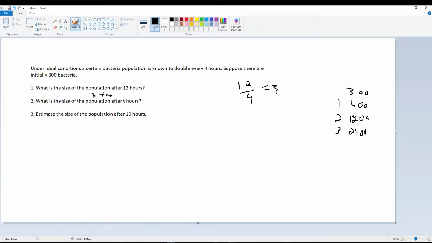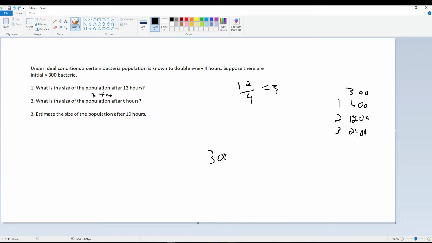Now, what is the size of the population after t hours? This means we have to come up with an equation because it's asking us for a variable. The answer I put was 300 times 2 to the power of t divided by 4. Now, this is technically right. It's the exact same thing, but this isn't what they're asking for. They're asking for a more complex equation.